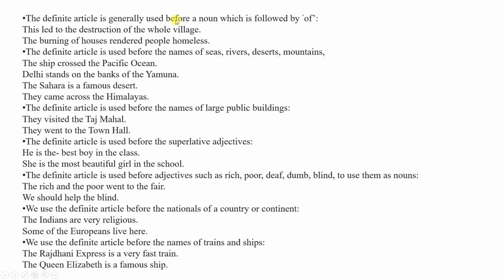The definite article is generally used before a noun which is followed by of. For example, this led to the destruction of the whole village. Of is used, and because of that, for the next noun, the definite article is used. The definite article is used before the names of seas, rivers, deserts, mountains. The ship crossed the Pacific Ocean. The definite article is used before the names of large public buildings. For example, they visited the Taj Mahal.